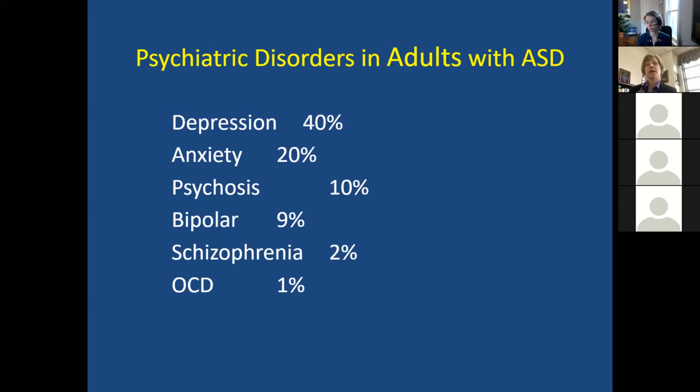Schizophrenia, 2%. In the general population, the baseline risk is 1%, so double the risk. And I have seen some individuals who clearly have autism become adolescents, young adults, and develop a clear picture consistent with schizophrenia. And generally, there's a family history of major mental illnesses in those families, but not always. And then the obsessive compulsive disorder, 1%, which is actually consistent with the general population. So next slide.